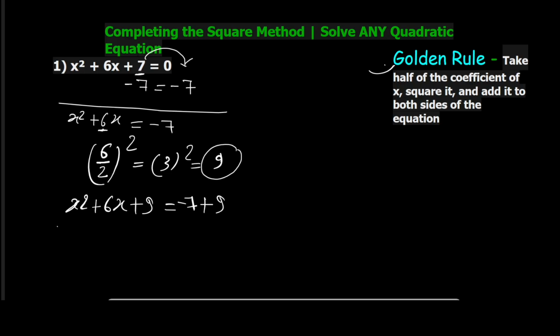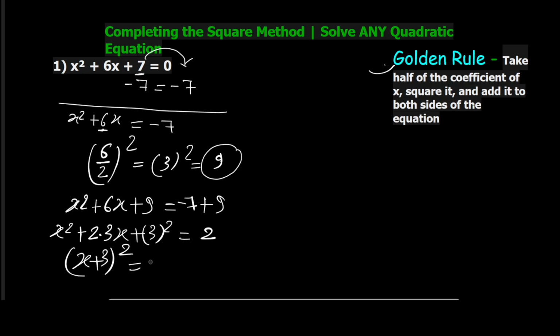So we can easily rewrite it as x squared plus 2 times 3x. 2 times 3 gives us 6x, plus 3 whole squared, equals -7 plus 9, which gives us 2. If we take a look at this equation, we can see that this is the square of something. So we can rewrite it as x plus 3 whole squared equals 2. This is the expanded form of x plus 3 whole squared.